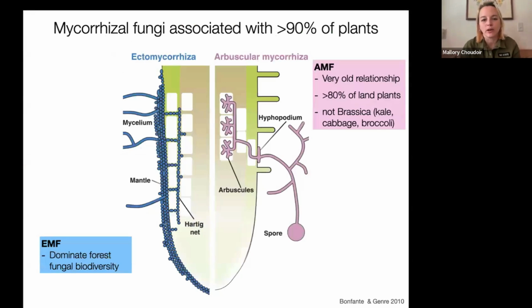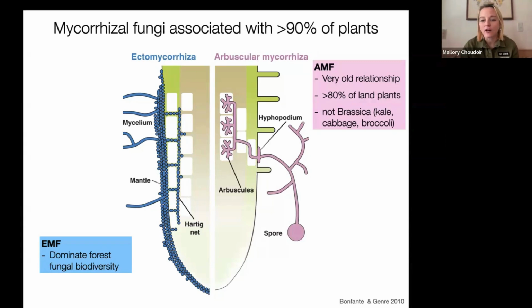One particular group of microbes that are incredibly important for plants are mycorrhizal fungi. This group of fungi associate with over 90% of plants. There are two types of mycorrhizal fungi: ectomycorrhizal fungi, which form mycelia on the outside of roots. These are dominant in forest fungal biology, so associating with trees. And then arbuscular mycorrhizal fungi, which are more common in our cropping systems.